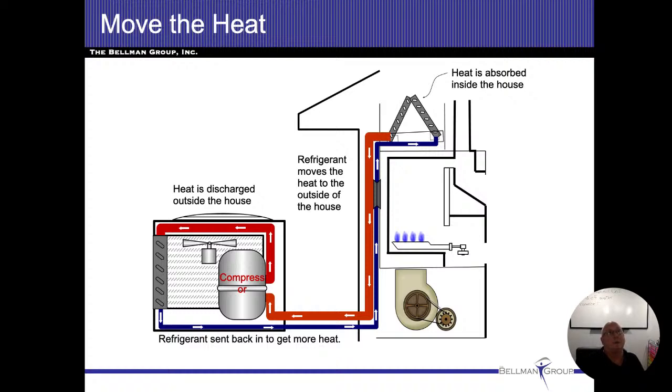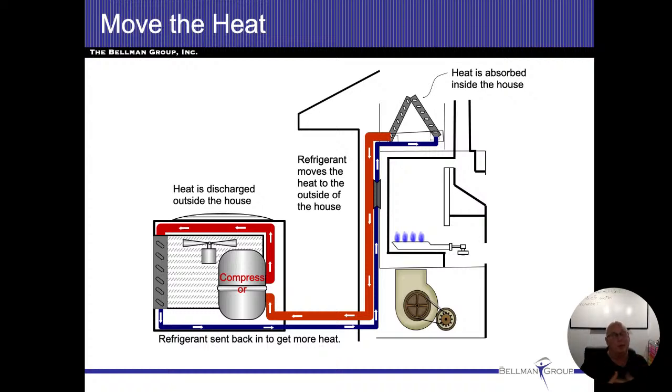But for the most part, the furnace isn't going to be running when the air conditioning is running. It kind of defeats the purpose. So we'll start at the compressor. In that compressor is going to have a gas. That compressor is going to compress the gas. Once we compress the gas, we're going to raise the temperature.